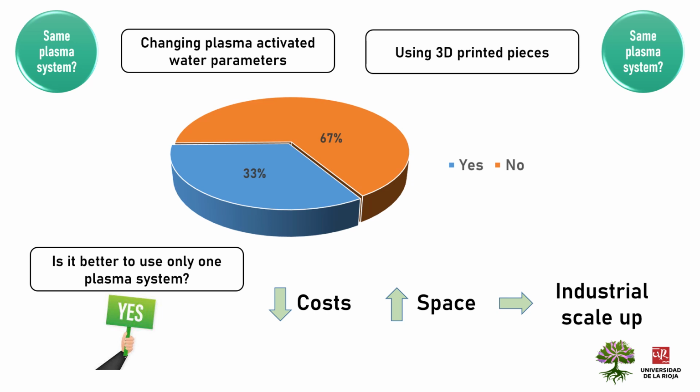Another vital question was the next one. In case you have more than one purpose, are you using the same plasma system? And the majority of the members explained they use only one plasma system for each purpose. Nevertheless, for two objectives, people try to change the parameters or even add tools printing 3D pieces.